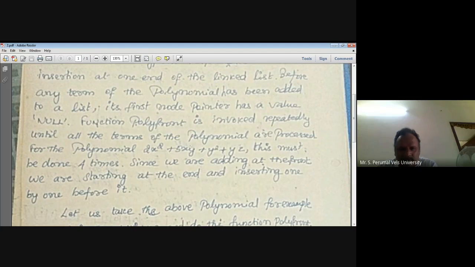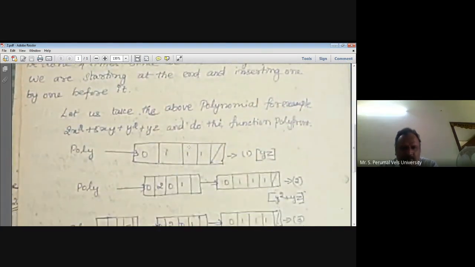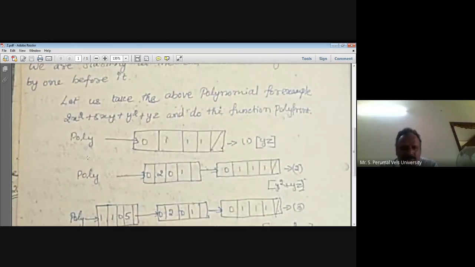நம்ம இப்போ represent தான் பண்றோம். அடிஷனுக்கு இன்னும் போகல. ஸோ இப்போ ரெப்ரசென்ட் பண்றதுனாக்கா எப்படி வரும்? 2x square plus 5xy plus y square plus yz is given in this format. First poly is the external pointer pointing to the term. So அப்போ என்ன பண்றாங்கன்னா இங்க yz ல இருந்து வராங்க because we are going to add polyfront. ஃப்ரண்ட்ல தான் ஆட் பண்ண போறோம்.